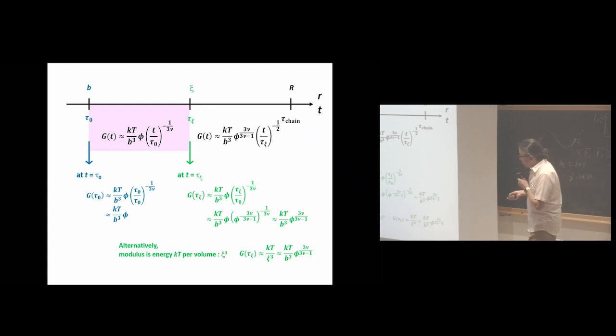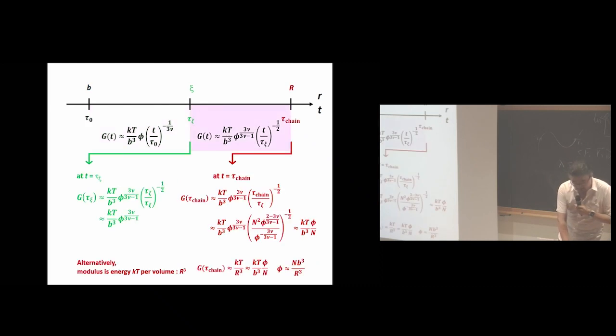Or more simply, the modulus is in fact energy kT per volume considered, and the volume here of the correlation length is xi cubed. So simply kT over xi cubed works to give the same relationship. So I can calculate the limit cases for certain characteristic times.